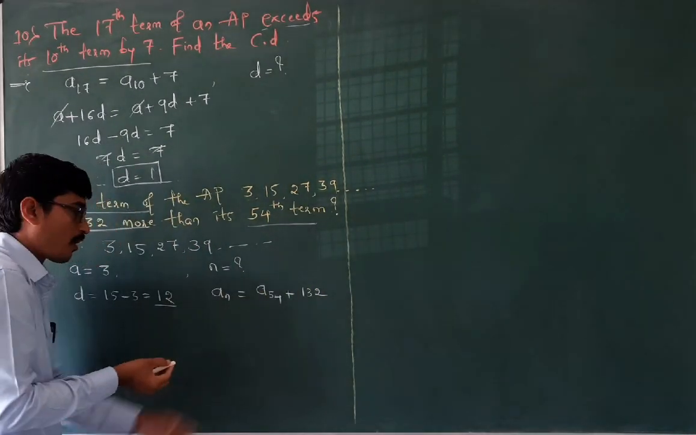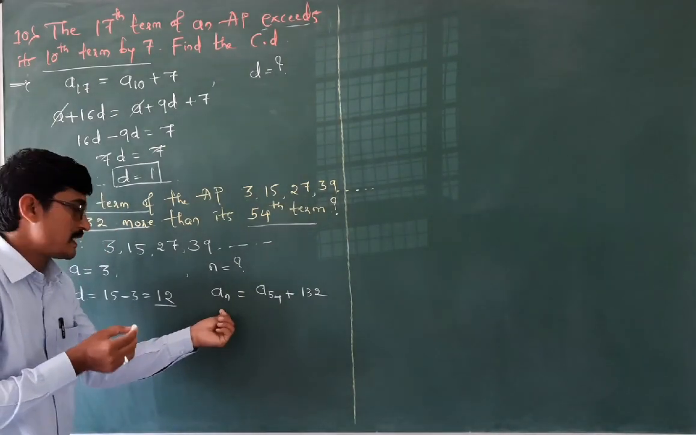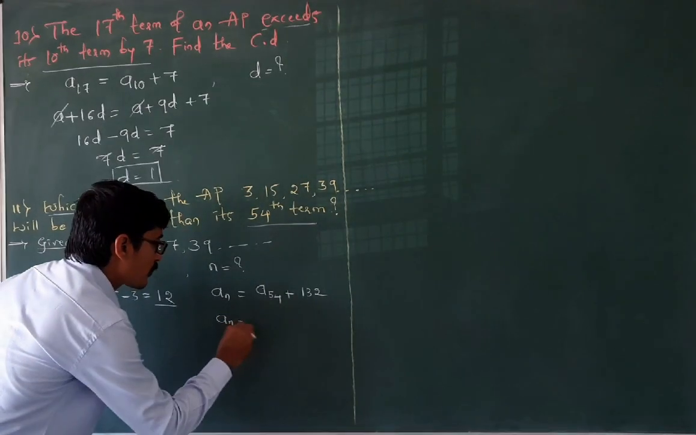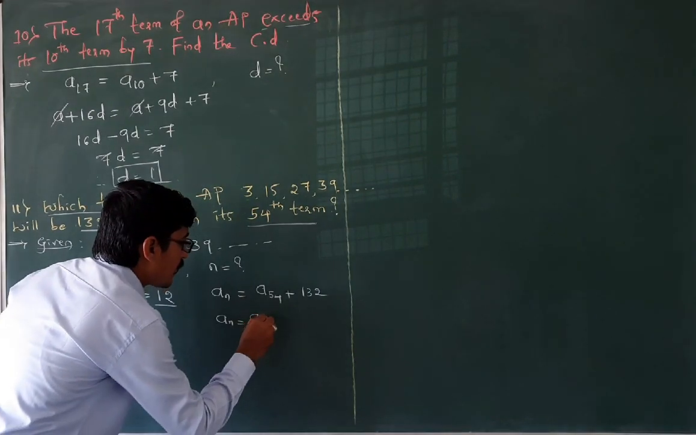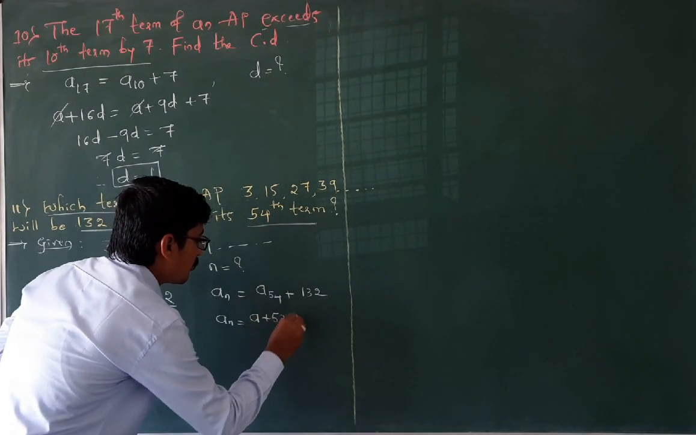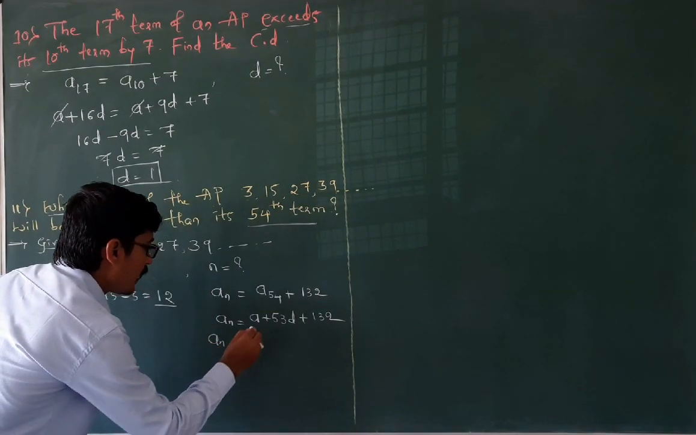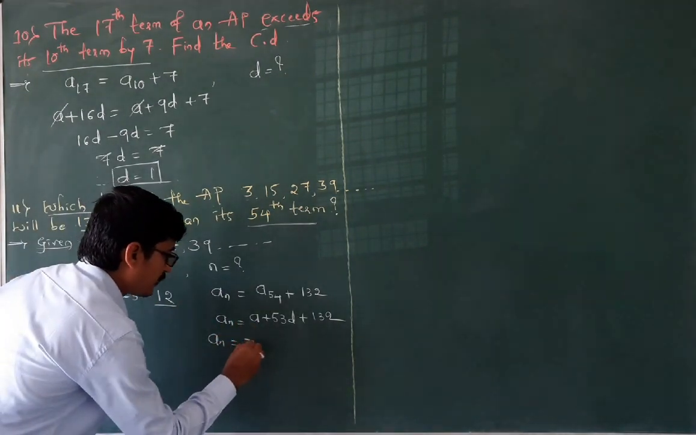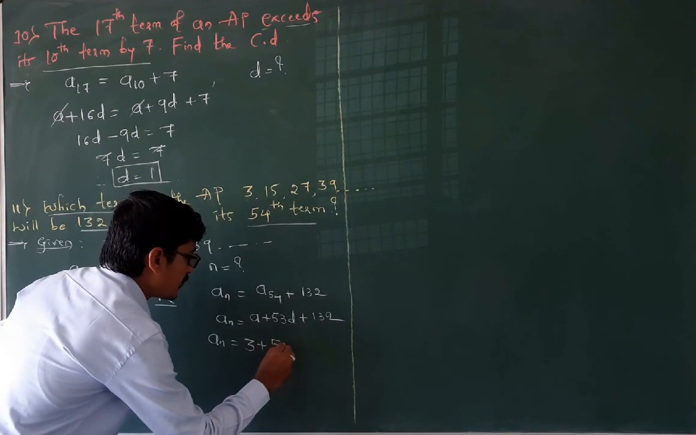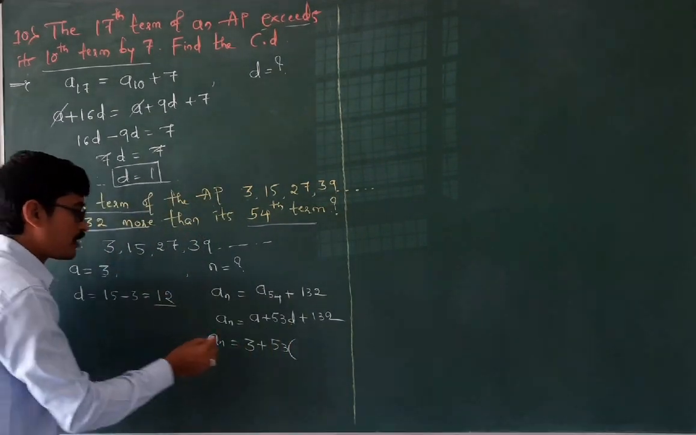So from this, we will get the nth term, that is a_n. a_n is equal to a54, which can be written as a plus 53d, plus 132. a_n is equal to, a value is 3, write 3 here, plus 53 as it is, d value is 12.